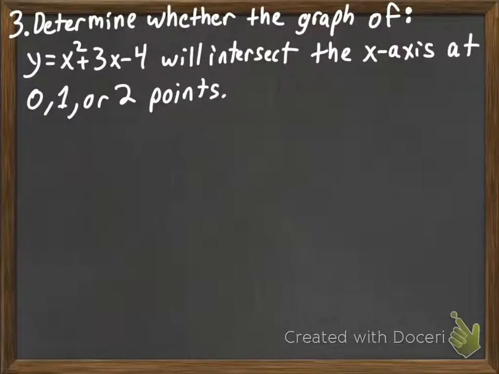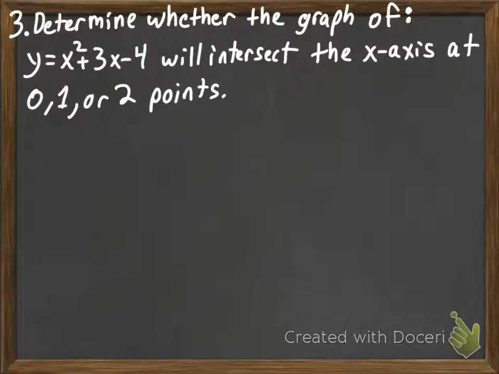Alright, our last example. It says determine whether the graph of y equals x squared plus 3x minus 4 will intersect the x-axis at 0, 1, or 2 points. The next lesson that we're going to do is going to be about graphing these quadratic equations. And graphing them is another way that you could use to find solutions, but it's not always the easiest. And the discriminant is something we can use to help us whenever we graph, and it can tell us how many places that our what's called a parabola will cross our x-axis.